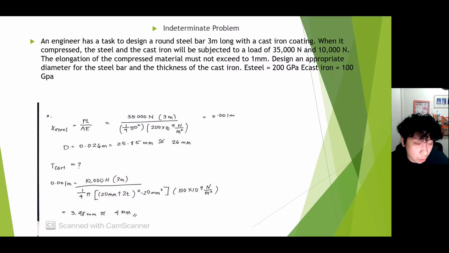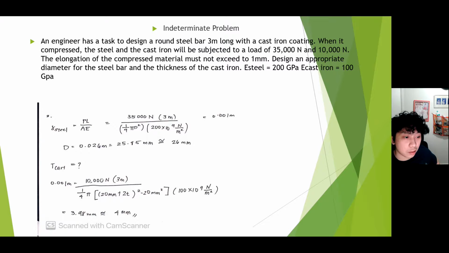So, ang diameter, formula ng diameter is 1 over 4 pi d squared times 200 times 10 raised to 9. So, it will be 0.001 m. So, ang diameter is 0.026 or 25.85 mm, or basically it will be 26 mm.